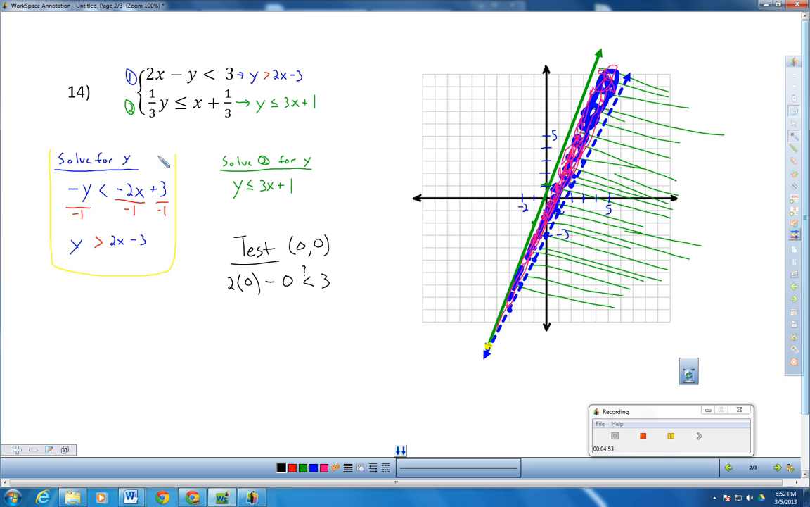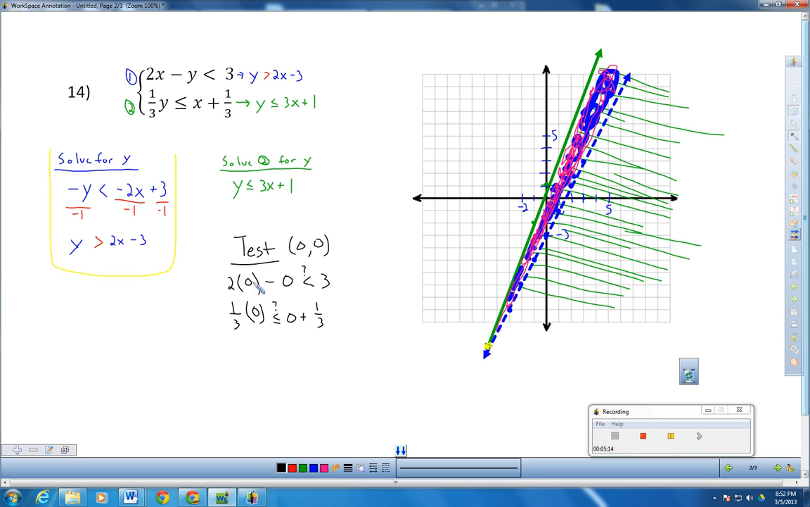We could take 1/3 and now I'm going to multiply it times the y value, which, oh, that's 0. Is that less than or equal to 0 plus 1/3? So let's go ahead and see if both of these check out.